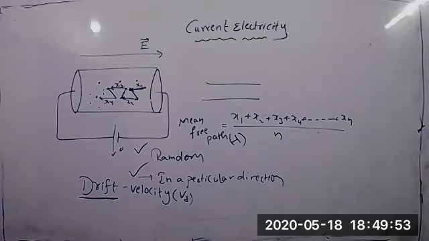Sir, did you understand free path? Yes, sir. Before collision, it will move a certain distance. That distance is called the free path. The average of that free path is the mean free path, denoted with the letter lambda: x1 plus x2 plus x3 and so on, divided by n.